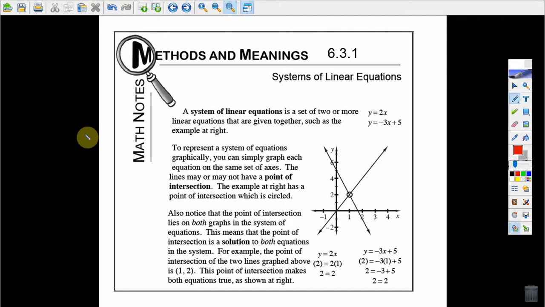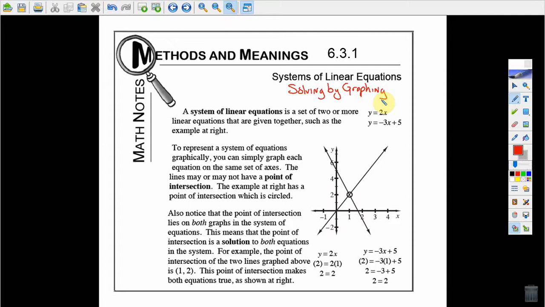This is 6.3.1, Systems of Linear Equations. We could probably also call this solving by graphing. And what we're going to talk about in this section is just that when you have a set of any linear equations or nonlinear equations, the solution or solutions to that system is where those lines cross each other.